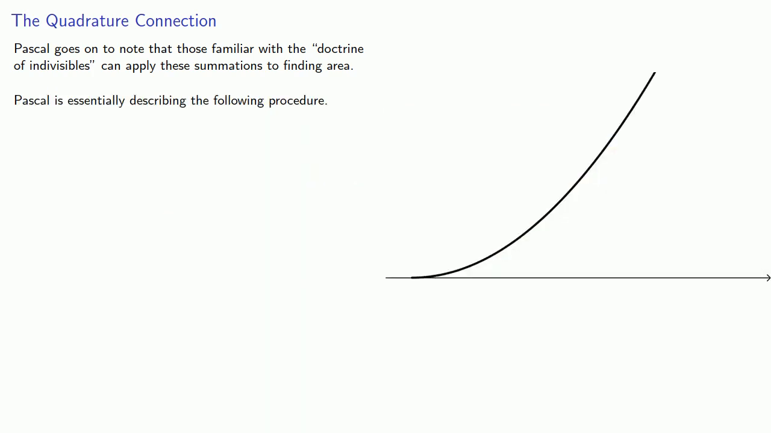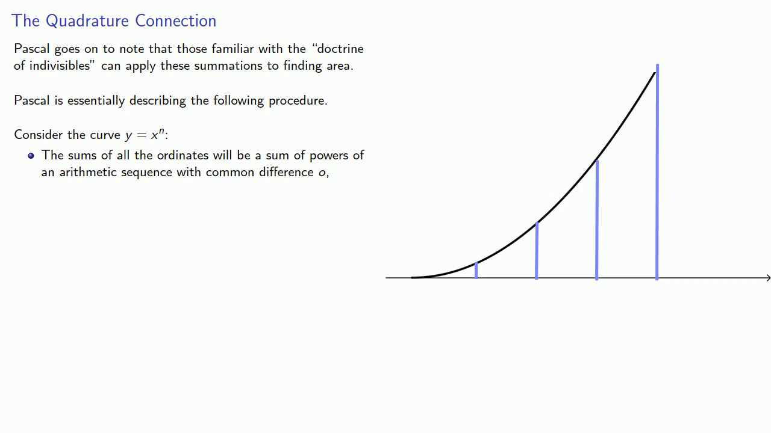So Pascal is essentially describing the following procedure. Consider the curve y equals x to the n. Now if I draw a bunch of ordinates spaced by some small amount o, the sums of all the ordinates will be a sum of powers of an arithmetic sequence with common difference o. And this sum is 1 over n plus 1 of the n plus first power of the last ordinate.